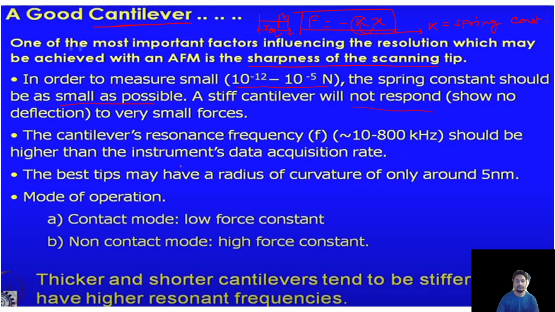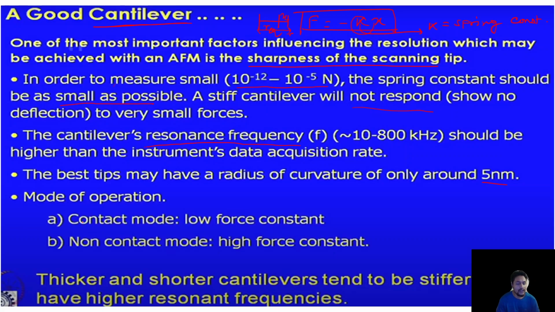Otherwise, we cannot find the resonance. Why this resonance frequency is needed, we'll discuss whenever we talk about all the modes, right? What are the modes that are used in AFM topography measurements. The tips may have a radius of curvature of only around 5 nanometer, and this can normally be achieved using carbon nanomaterial, right? So these are the cantilevers. The cantilever requirement is a small spring constant, right?